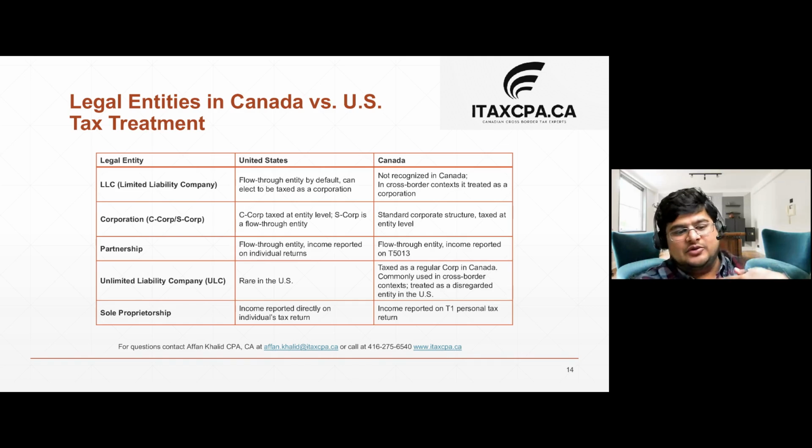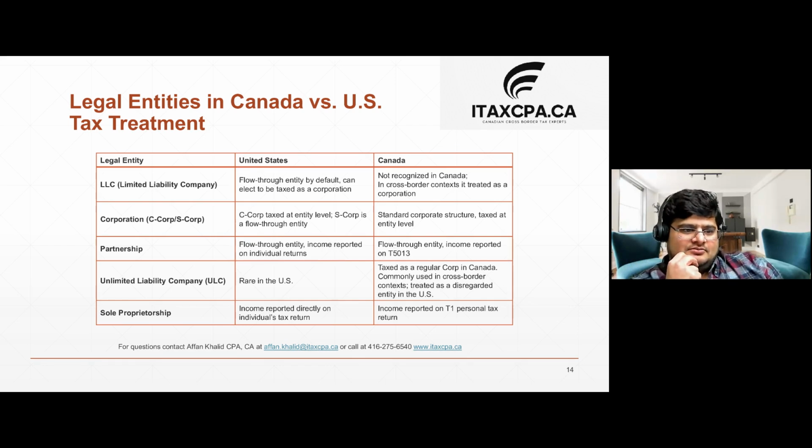So in Canada, if you incorporate a company, it is a regular corporation. We don't have this concept of flow through or filing an election to change its characteristic of how the income will be taxed and so on. If you really want a flow through, then get a partnership for yourself. So in Canada, if you want flow through treatment, then partnership is the only option. And the terminology we use is T5013 for flow through partnership entities.